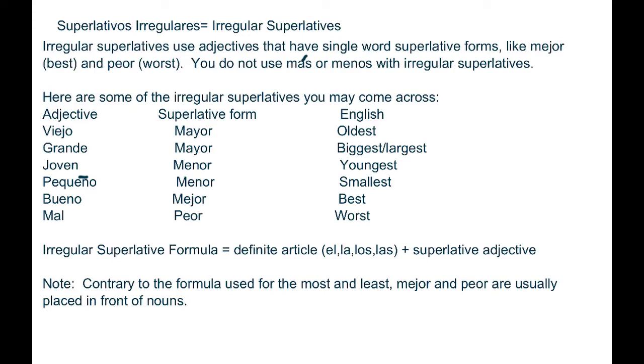So, just like the regular superlatives had a formula, the irregular superlatives also have one. And the basic formula is your definite article, which again is el, la, los, or las, plus your superlative adjective. Now, notice at the very bottom I have a little note that says, contrary to the formula used for the most and the least, mejor and peor are usually placed in front of nouns. And again, you'll see some examples of this on the next slide, but that's just something you want to make note of. Okay, something that is important.